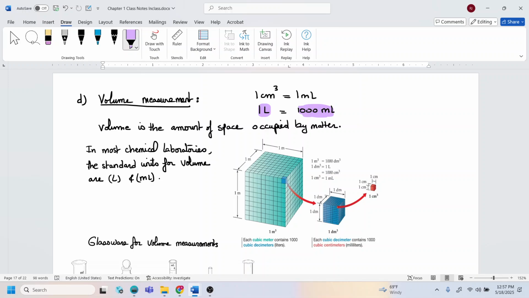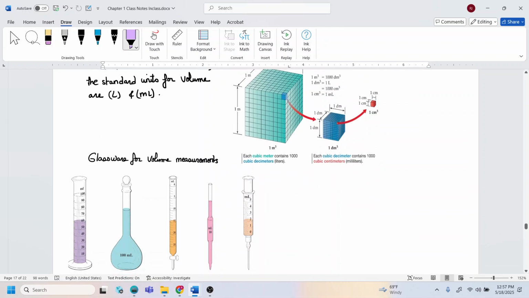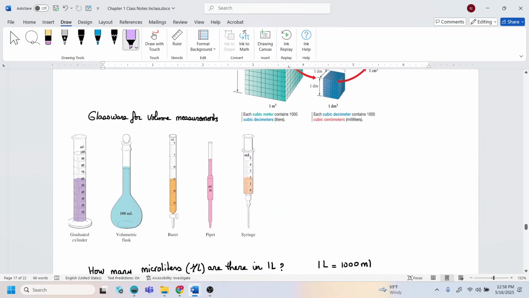And also, the volume can be measured in cubic centimeter. So 1 cubic centimeter is equivalent to 1 milliliter. We do use multiple glasswares for measuring the volume. Some of them are more accurate than the other. So if you want very accurate measurements for the volume of the water, normally we use a burette.